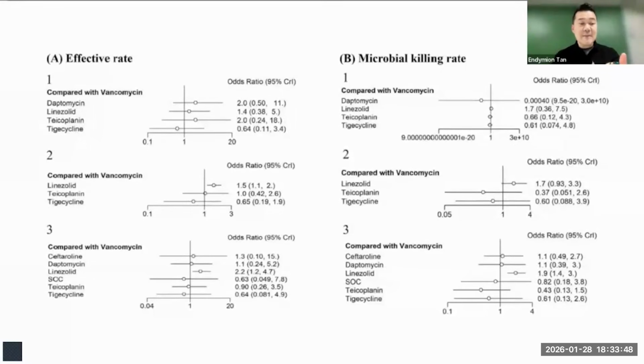However, if you look at number 2, when compared with vancomycin for your pulmonary infections, your linezolid here on the number 2 item has the best efficacy. And also on the number 3 item, skin and soft tissue infections, linezolid will also have the best activity or efficacy rate.